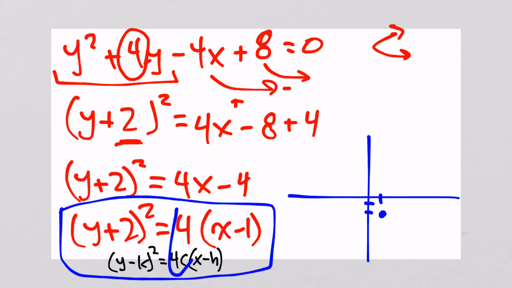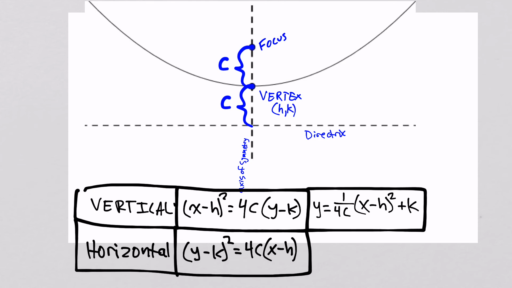So look right here. That coefficient, when factored, is in the form of 4c. So I get this equation, 4c equals 4. So if I divide everything by 4, I get c equals 1. And remember, c tells me the distance from the vertex to the focus.